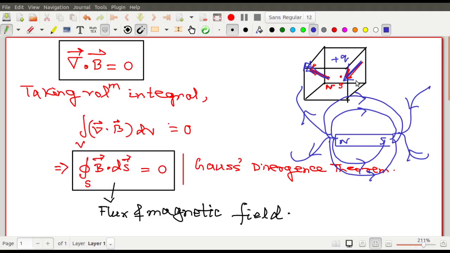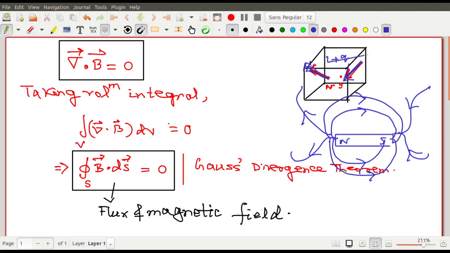None of the north pole or south pole can be independent of each other. Wherever there is a north pole, there must be a south pole, such that the divergence is zero.